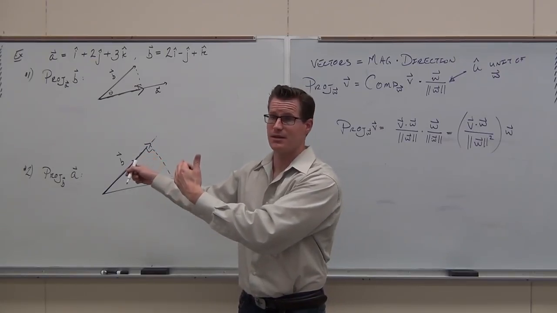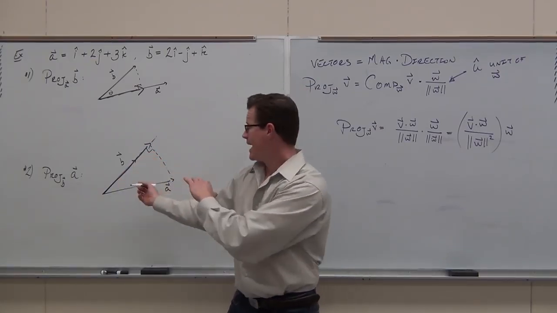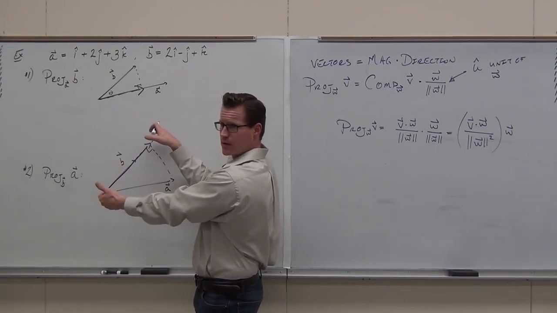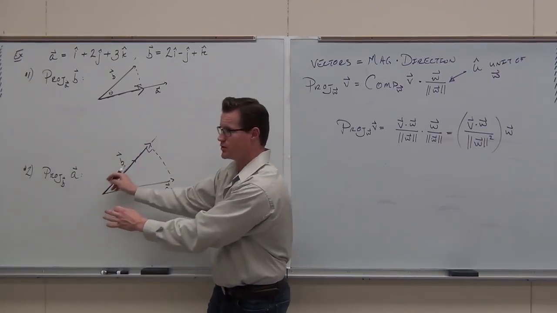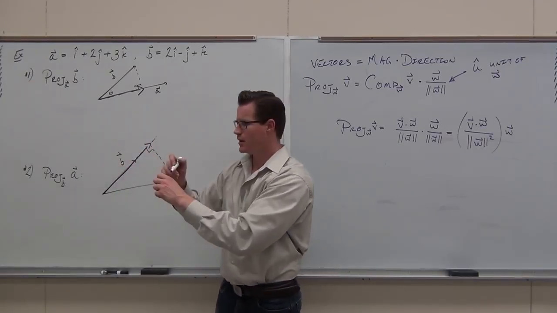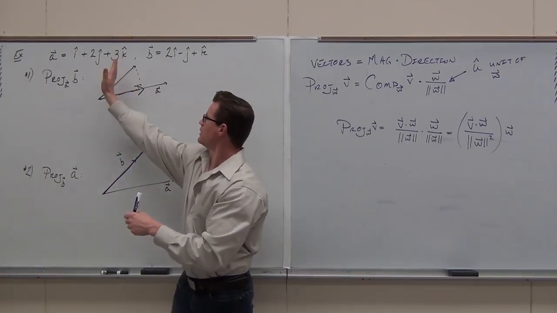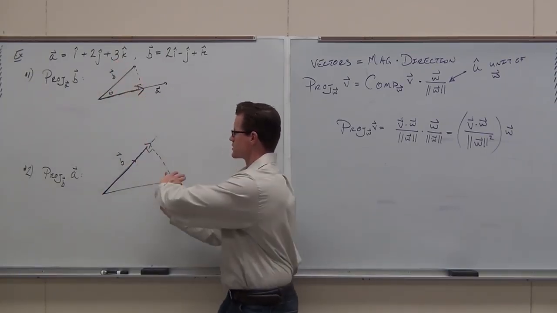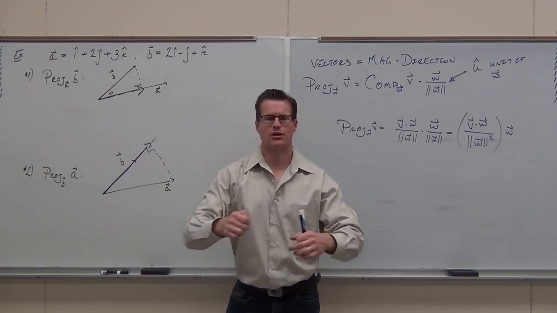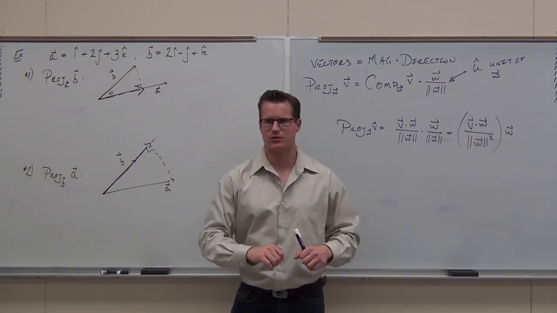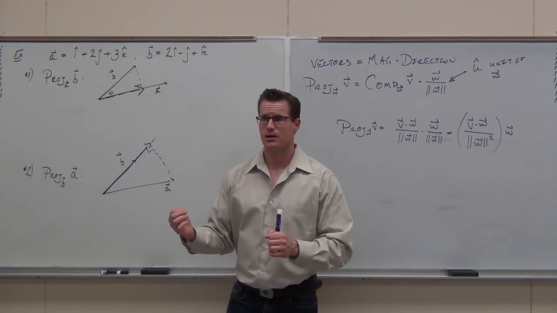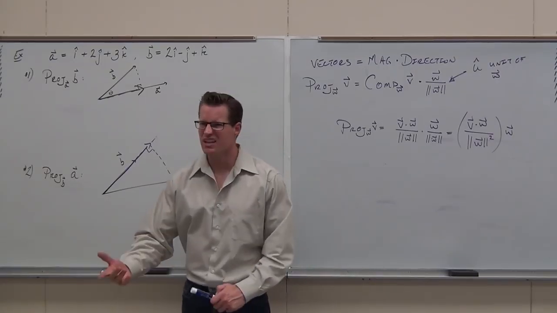It's honestly all about how much it is, component times the direction you're headed, the unit vector. This is headed along the A direction. This is headed along the B direction. They're going to be different vectors. They have to be different vectors. You guys see the difference between them? Okay, now it's just a matter of using the formula. It really is just practice.